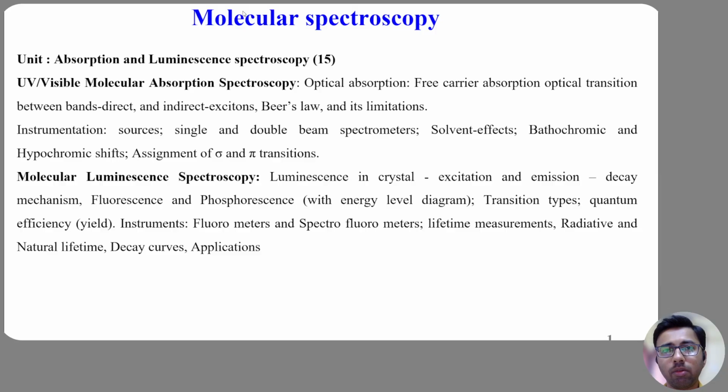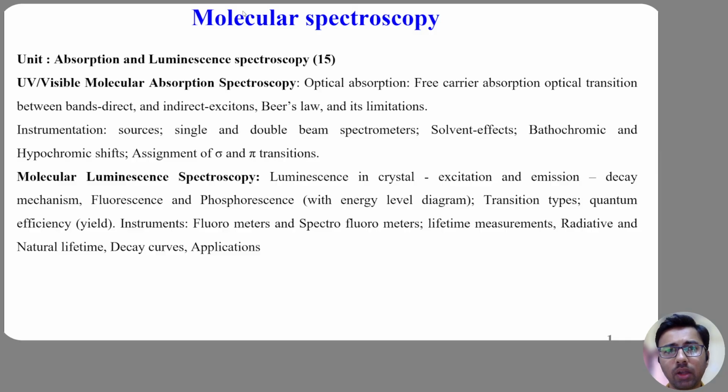In the instrumentation part, that is after theory, we move toward laboratory instruments. We will study different light sources used in UV and visible spectroscopy. Then we compare single beam spectrometers and double beam spectrometers. Double beam systems improve accuracy by compensating for intensity fluctuations.